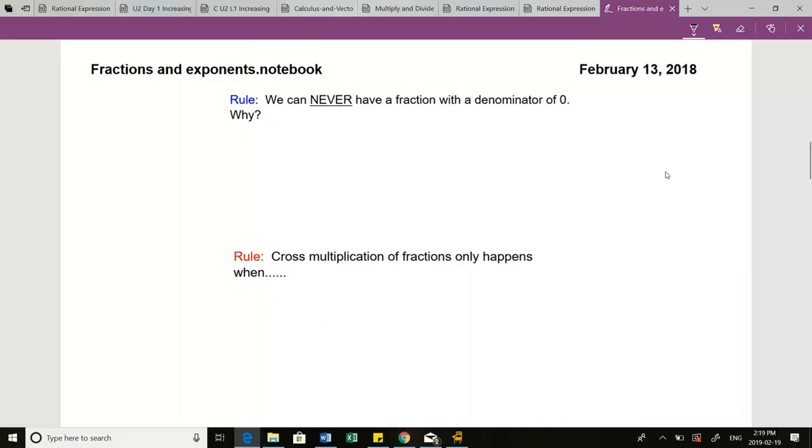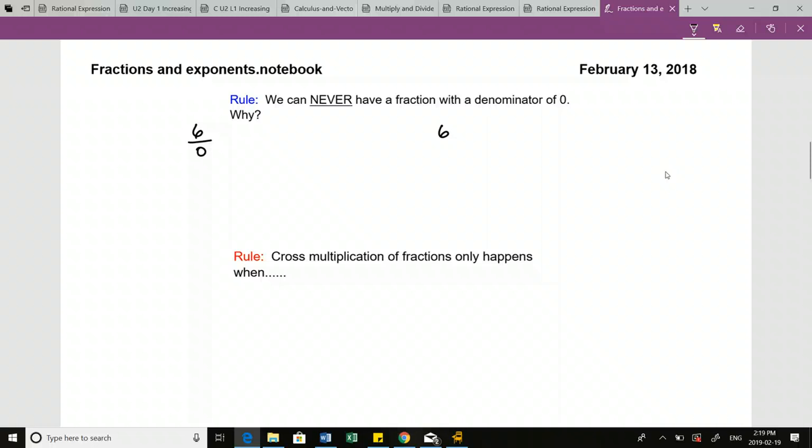We can never have a fraction with a denominator of 0. Okay, so why can't I have 6 divided by 0? Ivana? It's not a real number after. Why not, though?